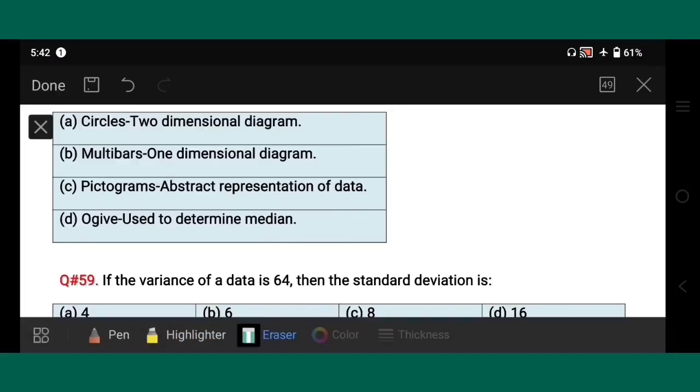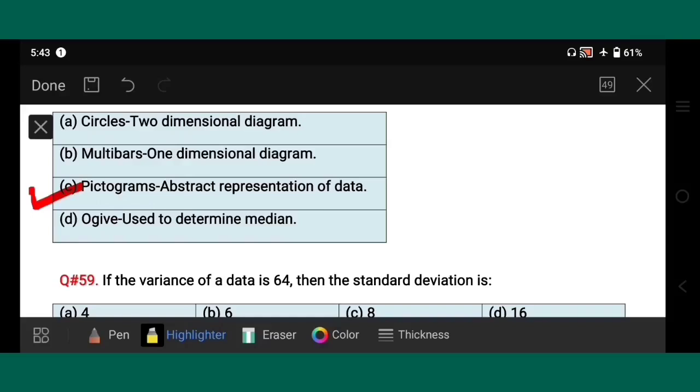Question number 58. Which of the following pairs is not correctly matched? Option A, circles, two-dimensional diagram. Option B, multi-bars, one-dimensional diagram. C, pictograms, abstract representation of data. D, ogive used to determine median. So here option C is not correctly matched because pictogram is not the abstract representation of data, it is the actual representation of data. So C is the correct one.